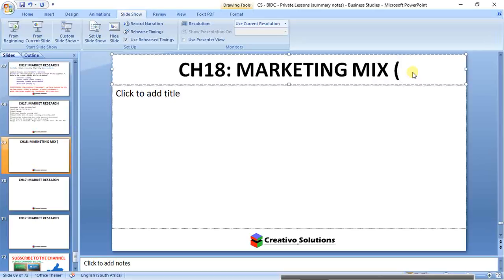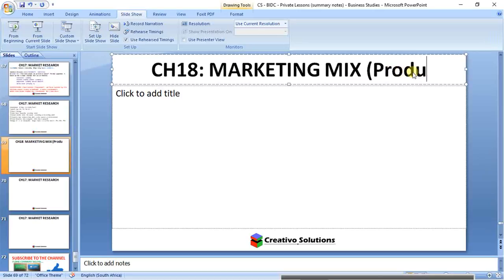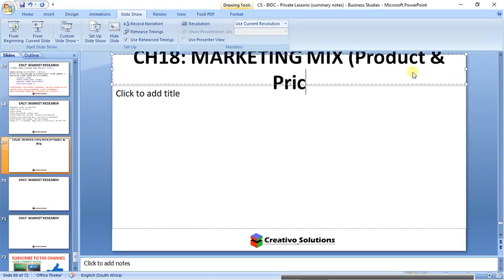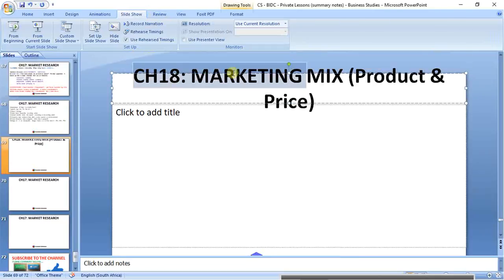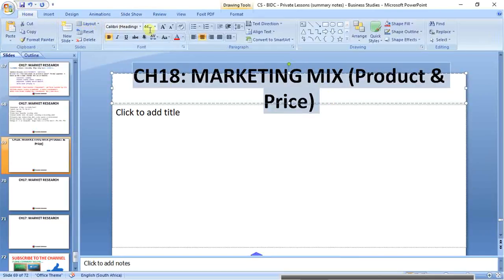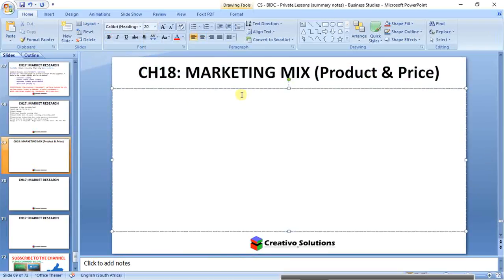Here we're looking at product and price. That's all you're looking at in this particular chapter. There are other P's as well, as you mentioned before, but those aren't the ones that we're looking at here. So chapter 18 is primarily focused on those two topics, the product and the price, when looking at the marketing mix. Okay, so new page, new summary, new chapter.